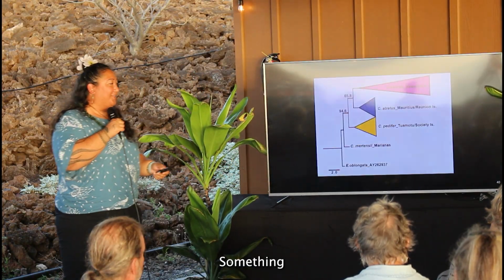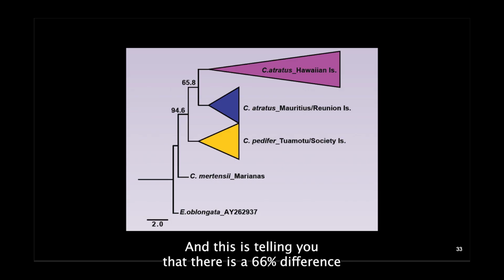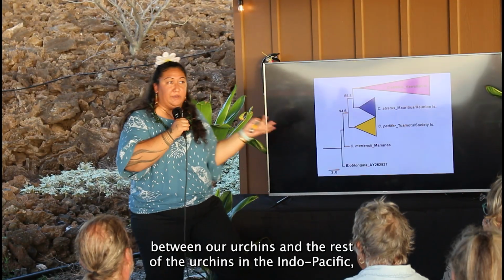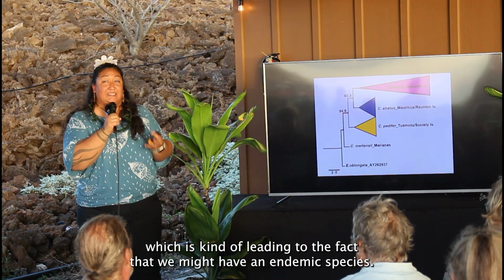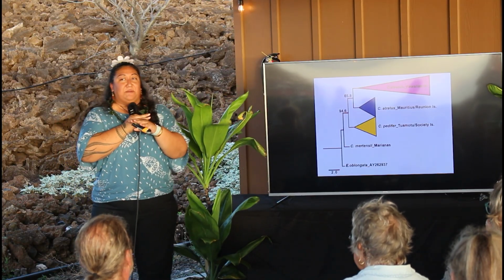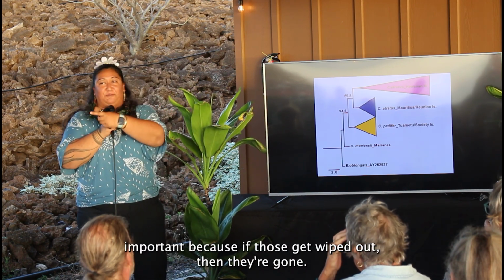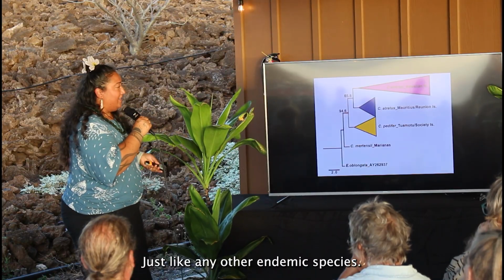Something super cool is that this is our population here on the top. These are populations found in the Indo-Pacific of the same species, and these are just other urchins. This is telling you that there's a 66% difference between our urchins and the rest of the urchins in the Indo-Pacific, which is leading to the fact that we might have an endemic species, which is important because if those get wiped out, they're gone, just like any other endemic species.